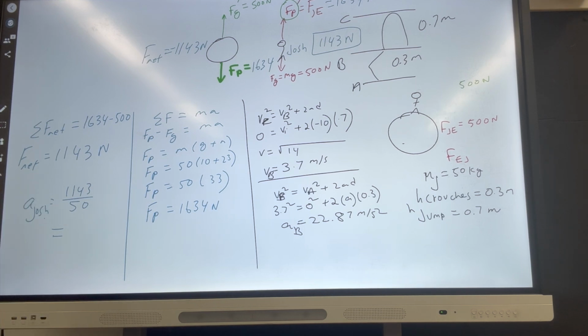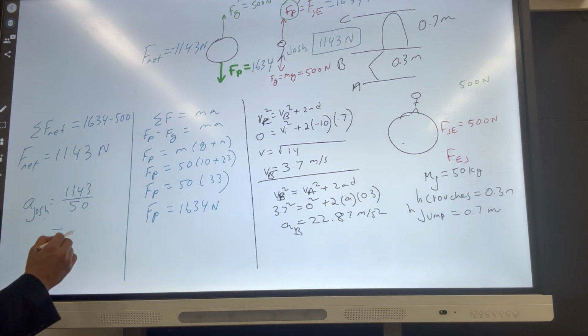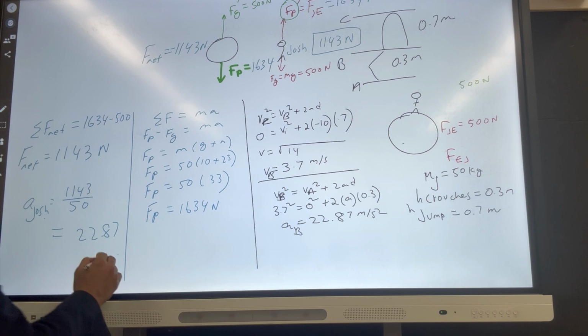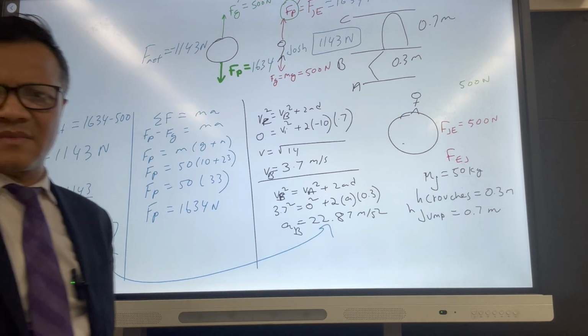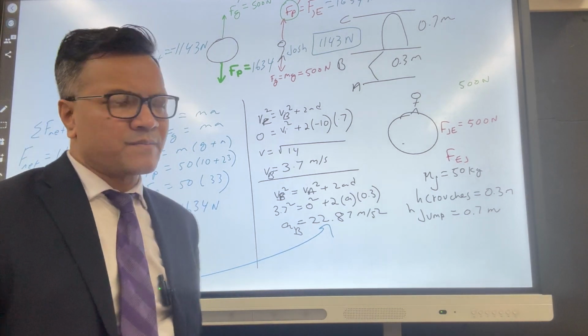1143 divided by 50 gives you 20. That gives you 2287, so that's correct. All right, but the acceleration of the Earth would be much less. Why is that? It's because the Earth's mass is big.